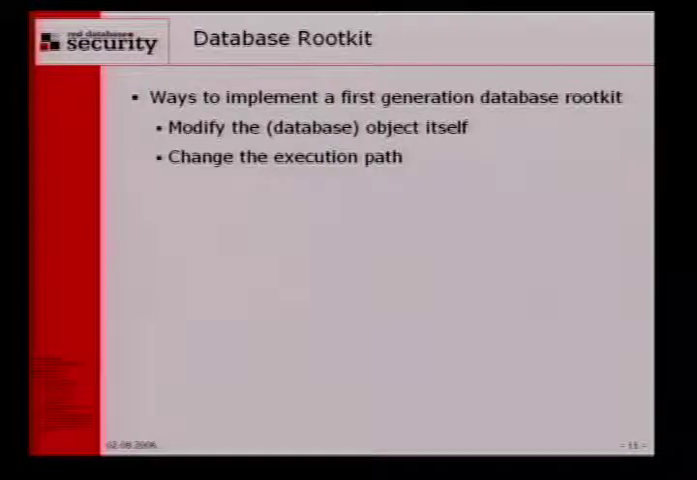And generally, there are two different ways to implement a first generation rootkit. The first way is we can modify the database object itself, and the second possibility is we can change the execution path.